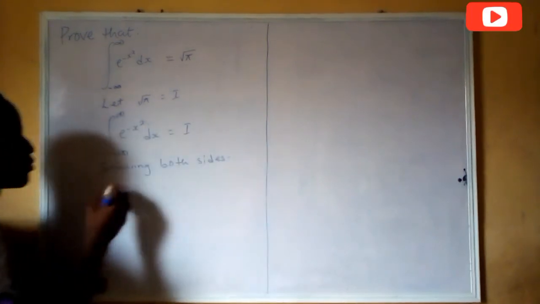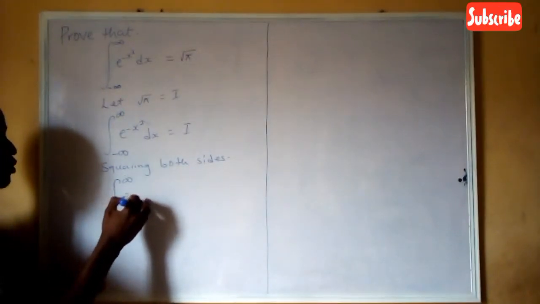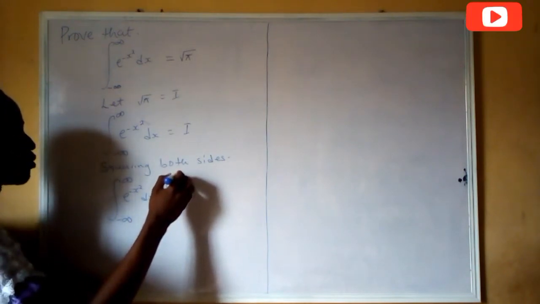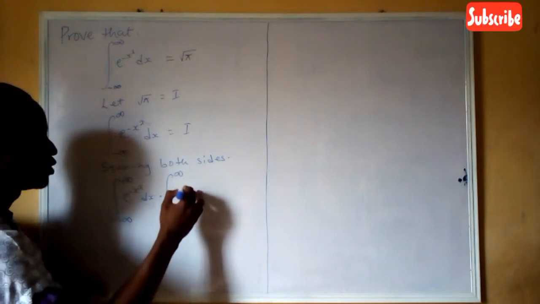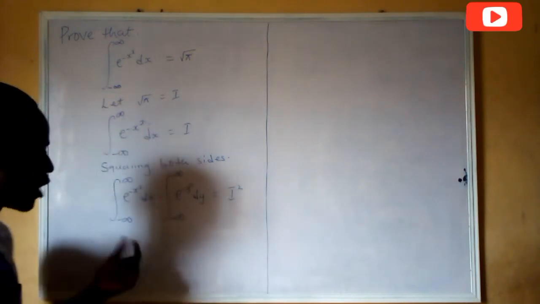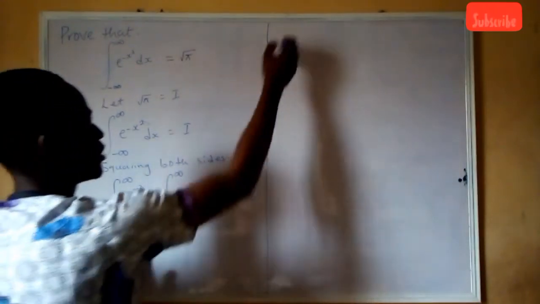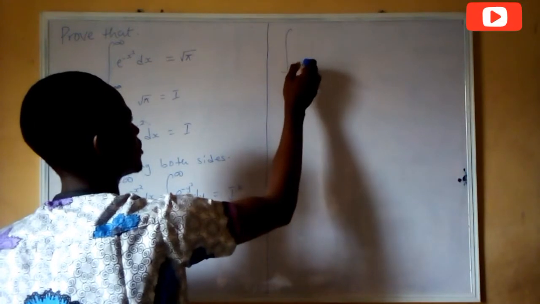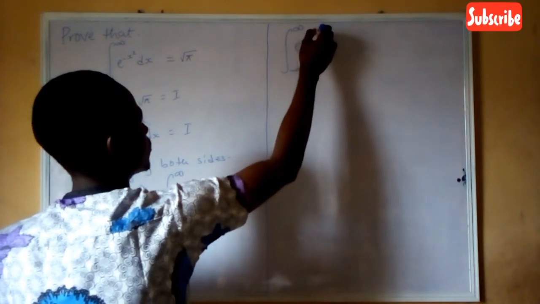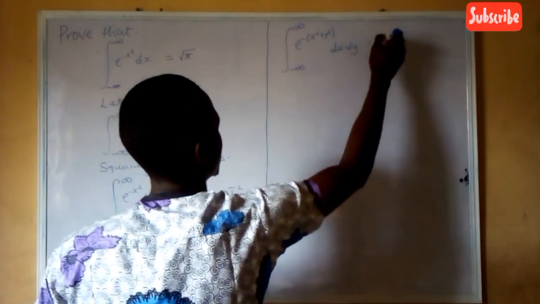Squaring both sides, we have the integral from minus infinity to infinity of e raised to the power minus x squared dx, multiplied by the integral from minus infinity to infinity of e raised to the power minus y squared dy, all equal to I squared. However, we can still join these two integrals together. So by joining them, we have the integral of e raised to the power minus (x squared plus y squared) dx dy, all equal to I squared.